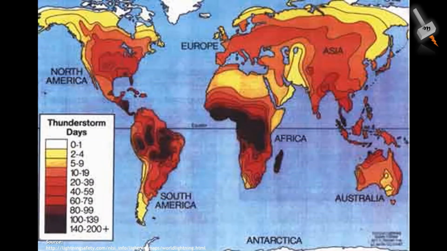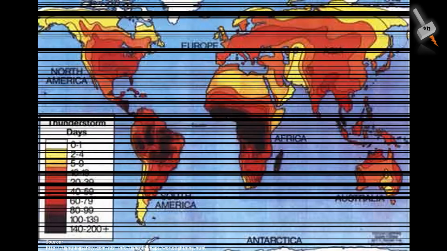Lightning strikes are measured by thunderstorm days per year for a particular location, as depicted in the image. But the data with which we are concerned is ground flash density, which is derived from the data of thunderstorm days per year. This graph shows the thunderstorm data for the entire planet.